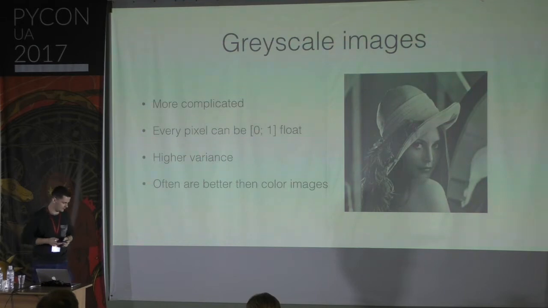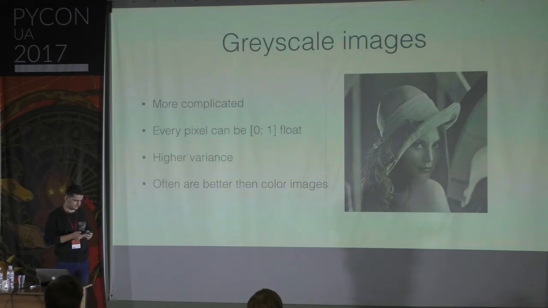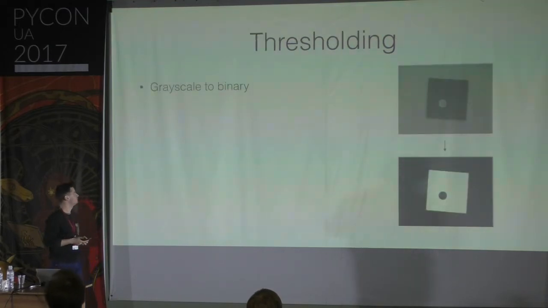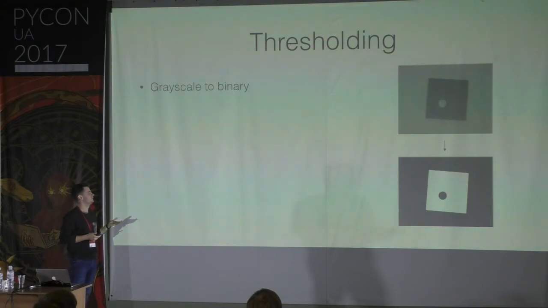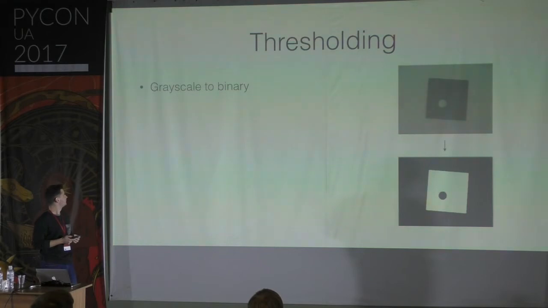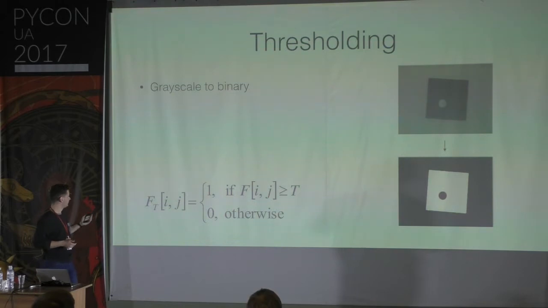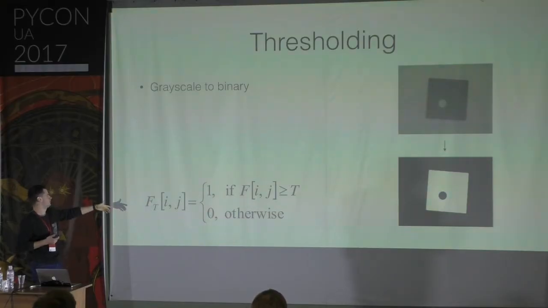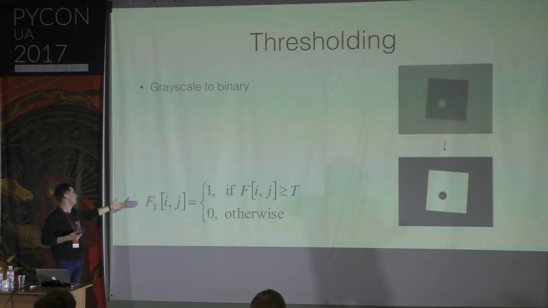I'm not going to talk a lot about color images here, because core methods in computer vision usually just work with grayscale, so it's sufficient. The first operation we can do is, how do we convert from grayscale to binary? This is an operation called thresholding, which is very easy. Yeah, so that's the formula. It's not scary at all. We just make some threshold t, and if a pixel value is greater than t, then it's 1, otherwise it's 0.